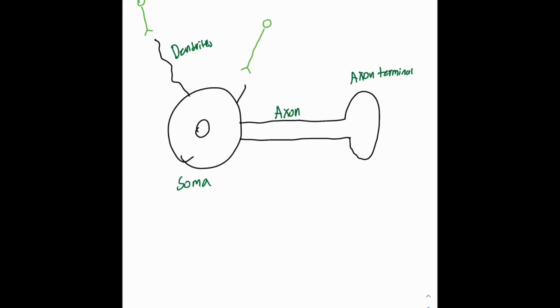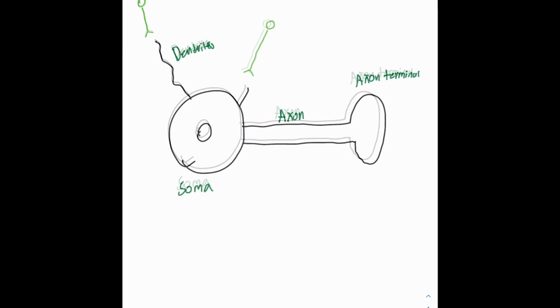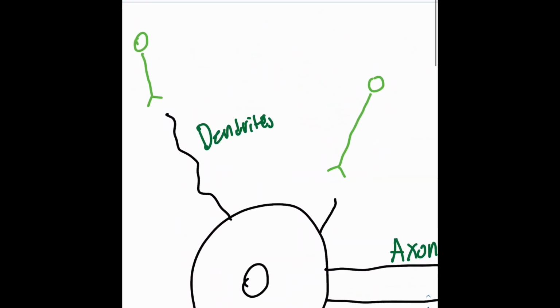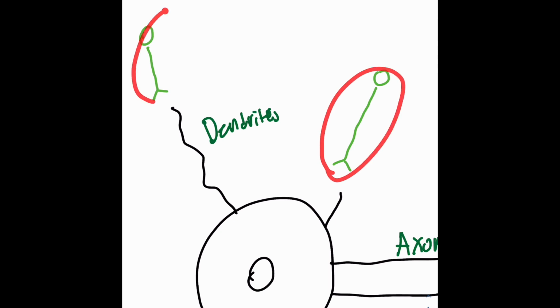This is a neuron. It is one of the cells that occupies the space that is your brain. We can break it down to dendrites, the soma, the axon, and the axon terminal. Let's start with the dendrites. Here we have two neighboring neurons.